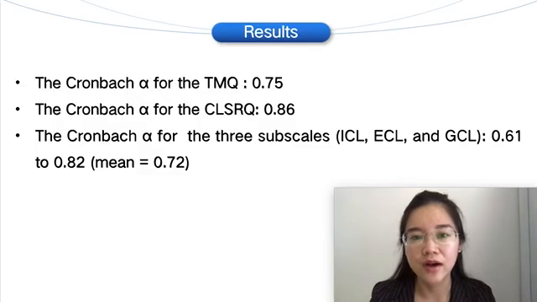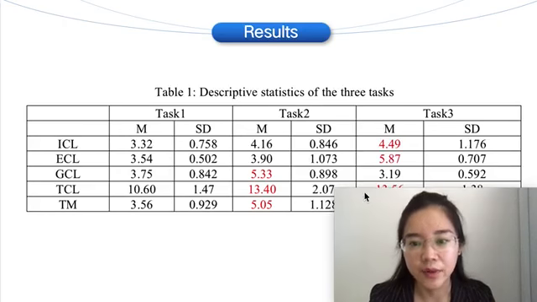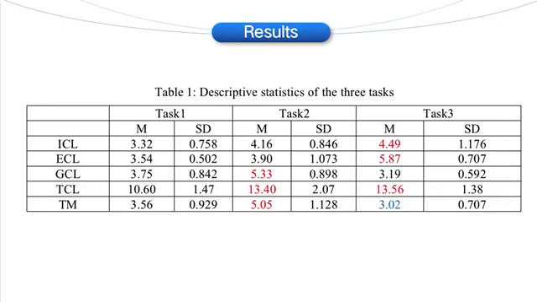The Cronbach alpha for the two questionnaires and for the three subscales are listed. Table 1 presents the descriptive results of all the variables of the three tasks. Generally, the participants reported the most motivation in Task 2 and the least in Task 3. Regarding cognitive load, Task 3 caused the most intrinsic cognitive load, extraneous cognitive load, and total cognitive load. Task 2 caused the most germane cognitive load and the second most total cognitive load.